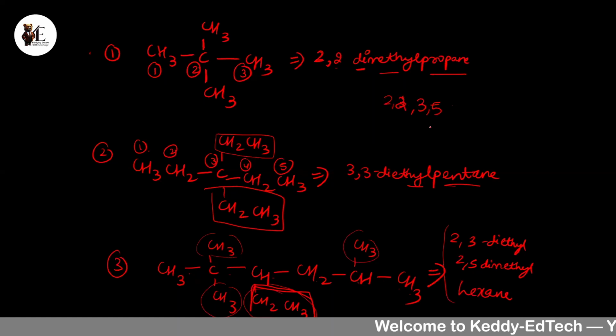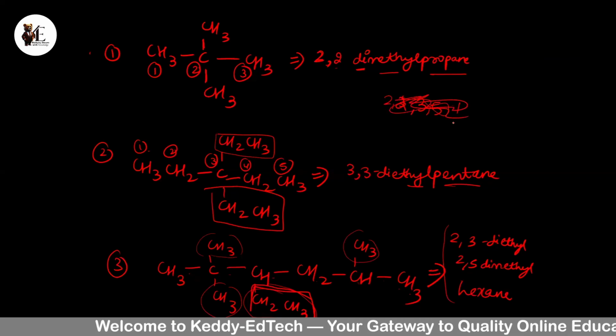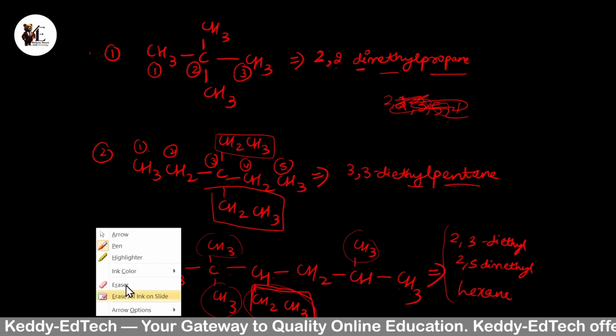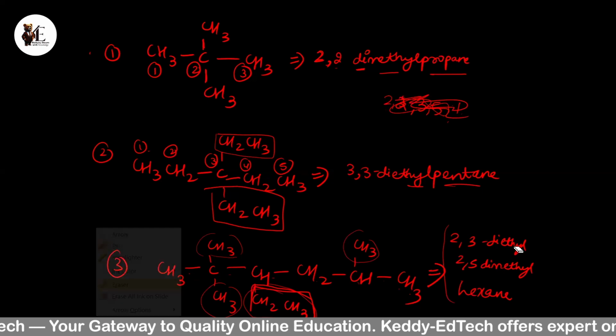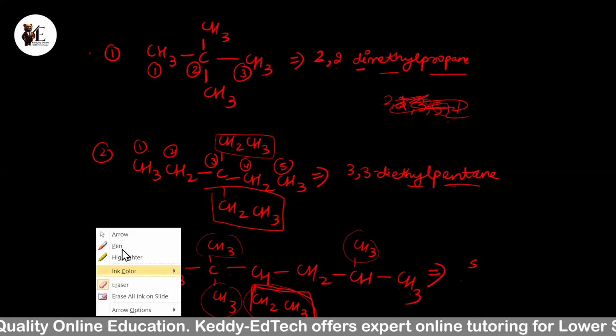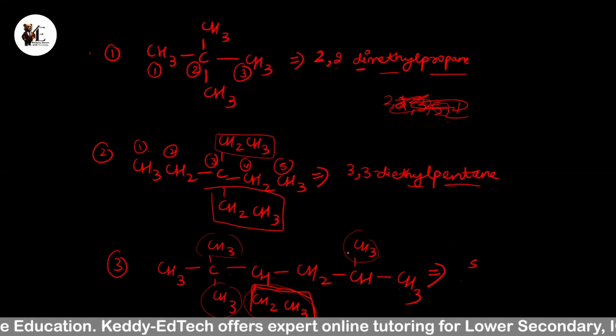Then it's ethyl trimethyl hexane. No. First of all, tell me where the counting will start. Wait, let me just erase. Both of you are telling me the wrong names of this third compound. So first of all, tell me the counting will start from right hand side or left hand side.